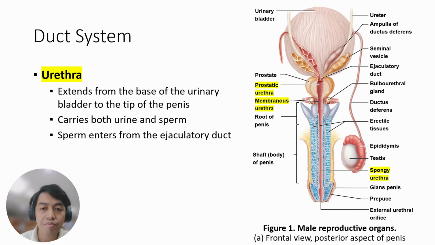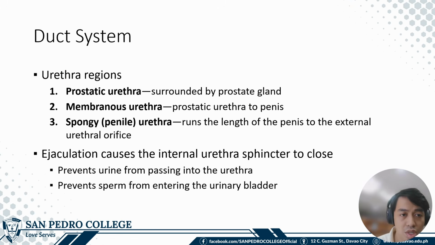So the urethra of the male is divided into three segments. It has the prostatic urethra, which is wrapped around by the prostate. You also have the spongy or the penile urethra that courses through the penis, and the membranous urethra that is in between your prostatic and spongy urethra. So these are the three regions or segments of the urethra.